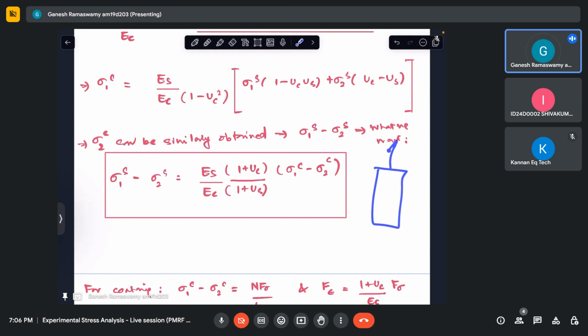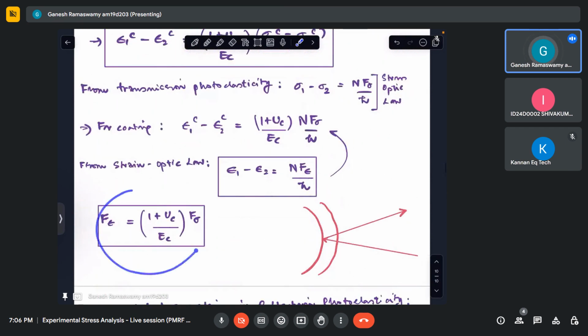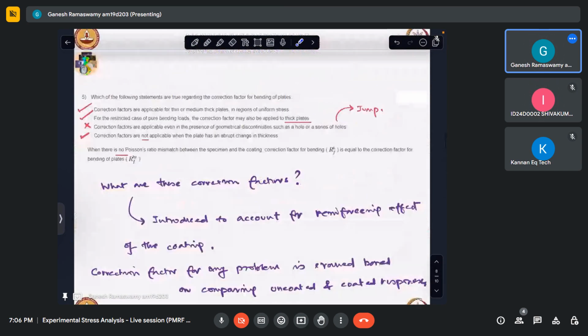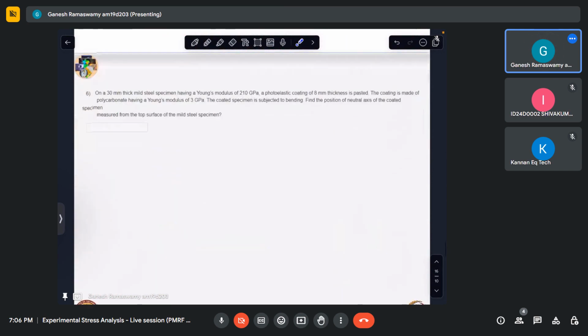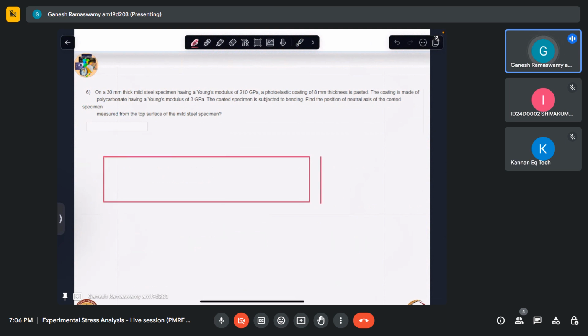Okay, so let us move on to the next question. This question asks, on a 30 thick mild steel specimen. So I'll just draw a mild steel specimen, which is 30 thick, and this is mild steel, having a Young's modulus ES of 210 GPa. A photoelastic coating of 8 is applied.